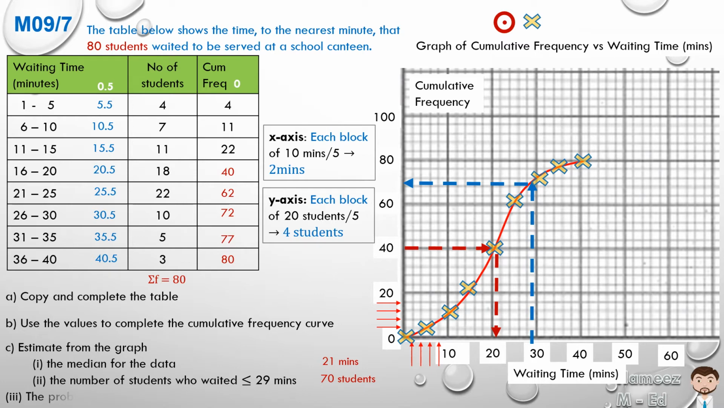And in the last part of the question, the probability that a student waited for not more than 18 minutes, or less than or equal to 17 minutes. As such, we do similarly what we did with the blue line. We started at 17 using the green line, and we draw our lines upwards, intersect with the curve, and then go to the left. However, what is different between part 2 and part 3 is they're asking us for the probability, meaning when we read off our value, we must put it out of our total. And what is the total number of students we had? 80 students.